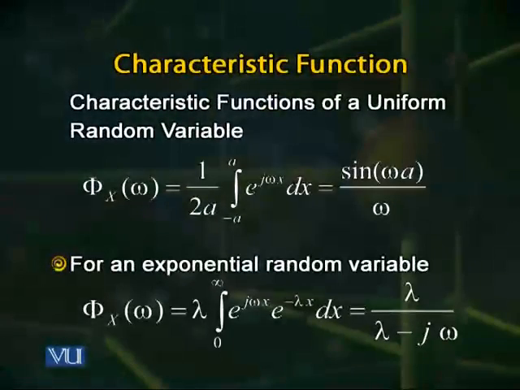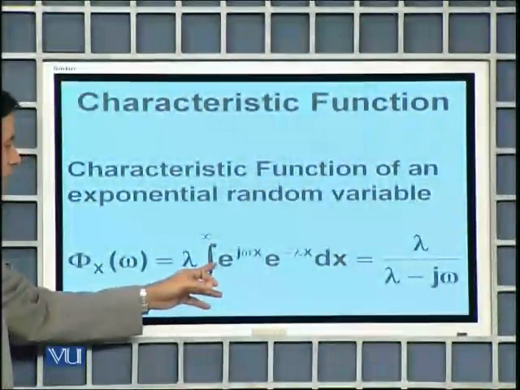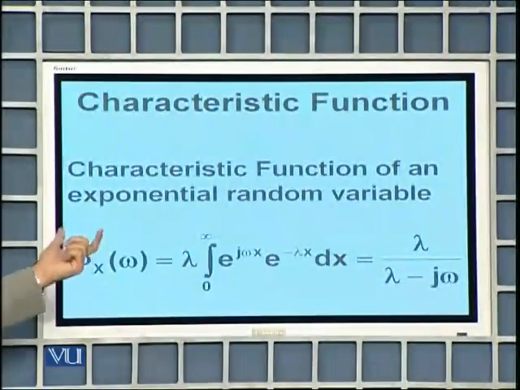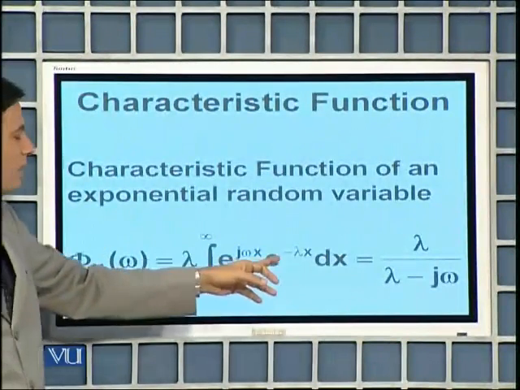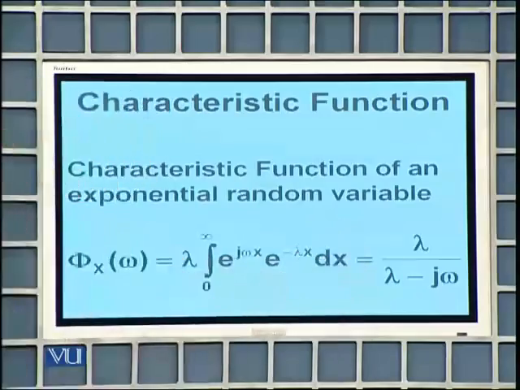The next case is a random variable x which is exponentially distributed with parameter lambda. So if the random variable is exponentially distributed, this is the PDF: lambda times e raised to power minus lambda x. Lambda is a constant, I have taken it out, and I am trying to find the expected value of e raised to power j omega x again. If you simplify this integral, the result is lambda over lambda minus j omega.